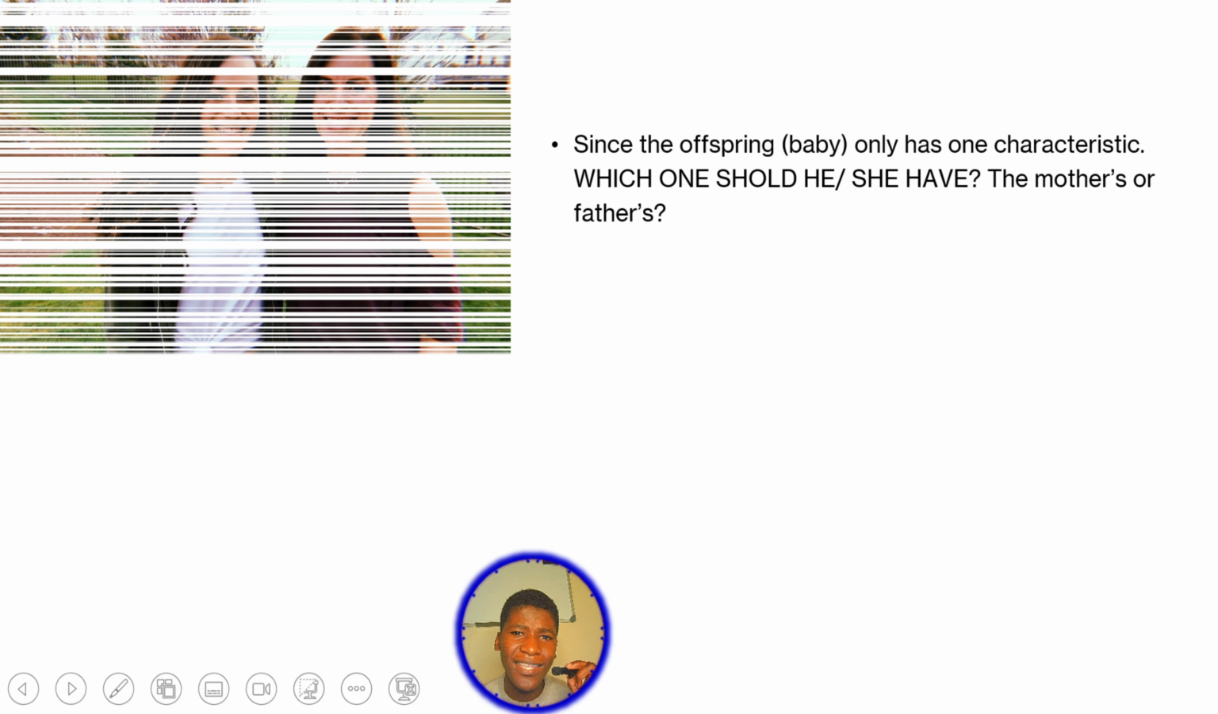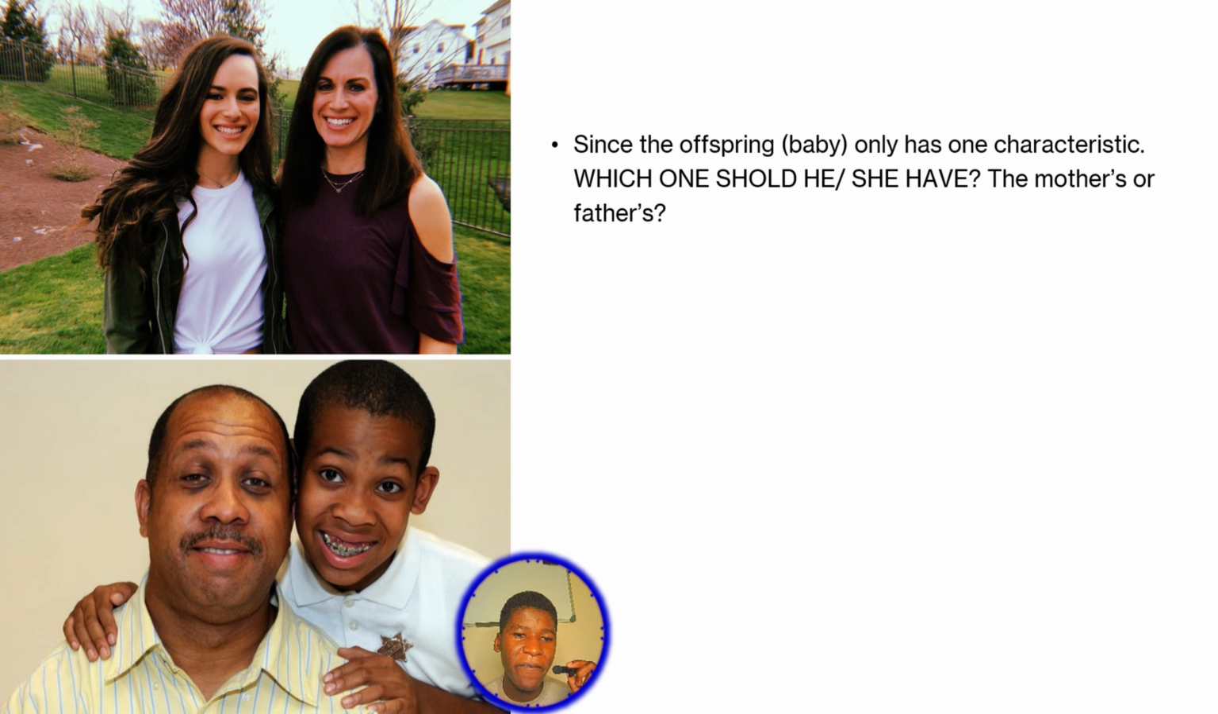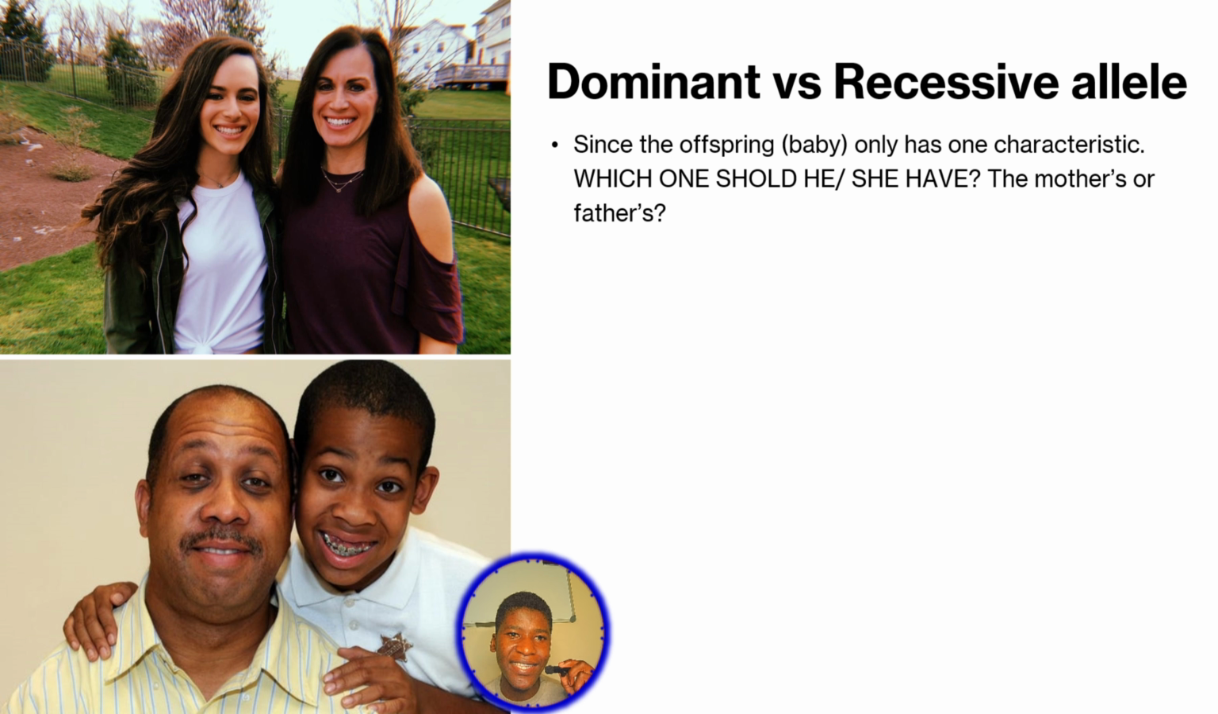You can answer this by just looking at these pictures. Here you have a mother and a daughter. They are so identical, they look alike. Now you ask yourself, what is the father's role here? Look here, you have a father and a son. They are so identical, they look alike. You ask yourself, what is the mother's role? That's where we bring in the concept of the dominant versus the recessive allele. So we have a dominant allele as well as a recessive allele.